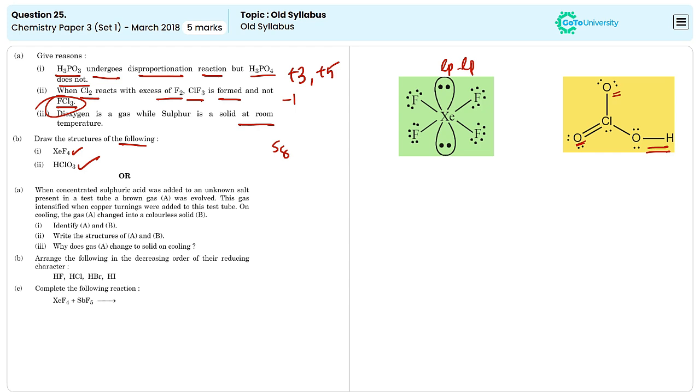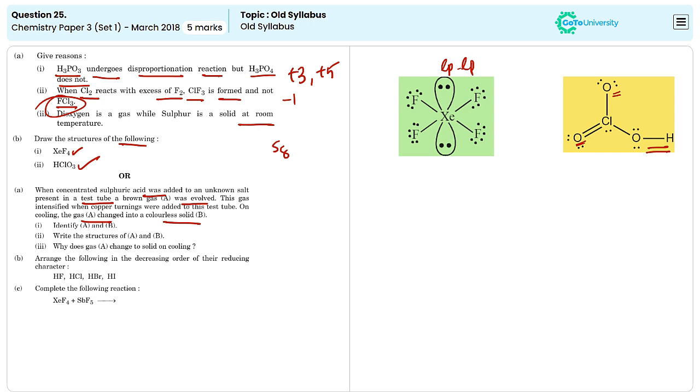Now let's come to the OR question. The question is, when concentrated sulfuric acid was added to an unknown salt present in a test tube, a brown gas was evolved. This gas intensified when copper turnings were added to this test tube. On cooling, the gas A is changed to a colorless solid B. We need to identify the compounds A and B.